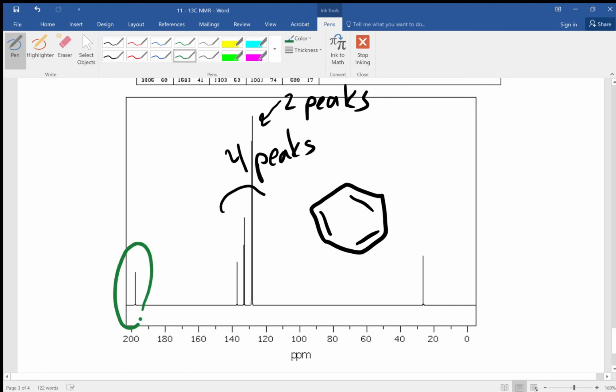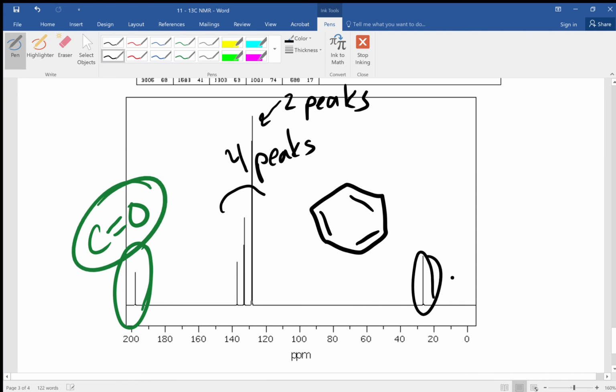Now, up here around 200 ppm, we have a carbon peak. And so we've confirmed that we definitely have a carbonyl in this molecule. And then down here we have what is definitely a hydrocarbon and could be a methyl group at the end of a chain.